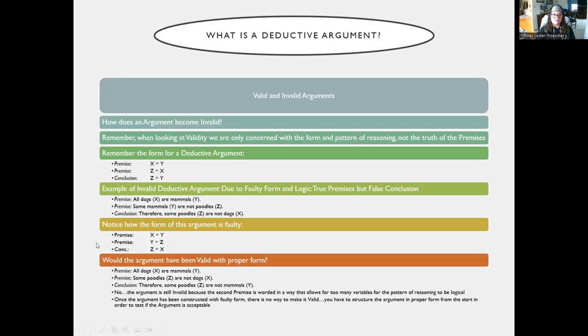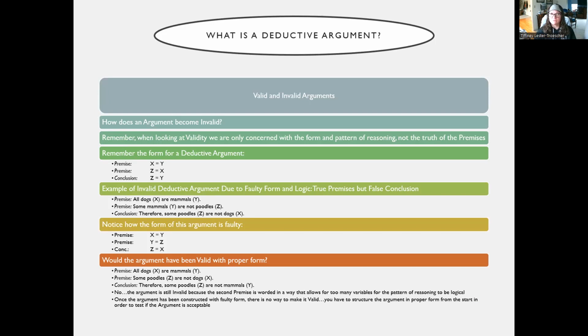So what about this one right here? This is going to be an example of an invalid deductive argument that is due to faulty form and logic. So remember, Tom Cruise example, the logic was not faulty, therefore it was a valid argument. In this example, the logic is faulty, right? All dogs are mammals. Some mammals are not poodles. Therefore, some poodles are not dogs. Well, we know poodles are dogs, but again, that's just because this is an easy example and we're familiar with the terms already.